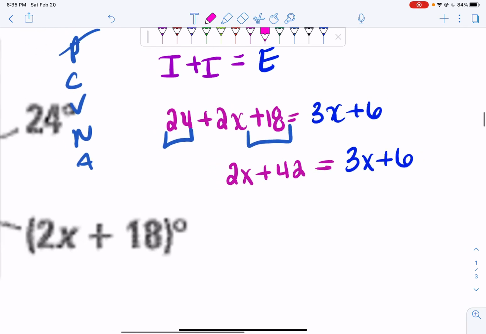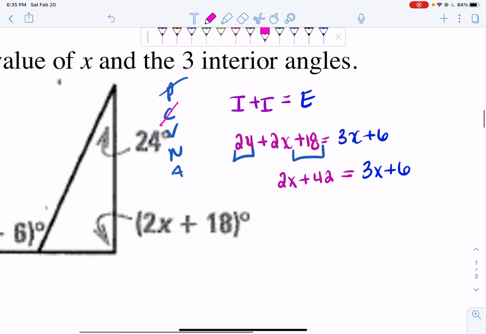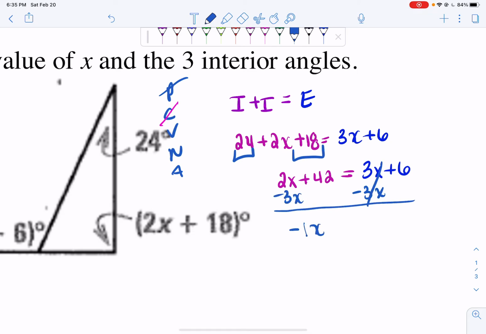Now I have to ask myself, are all my variables on one side? They aren't. So what I'm going to do is subtract a 3x from both sides of my equation. So I get negative 1x plus 42 equals 6.